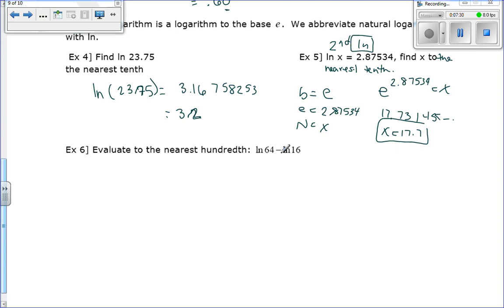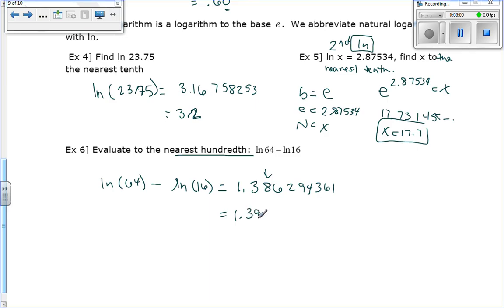Number 6, again, is just a calculator problem. ln, and the parentheses, 64, subtract, ln, 16, close the parentheses. When you do this, and type it into the calculator, you get 1.386294361. Nearest hundredth, two decimal places, and I round to be 1.39.